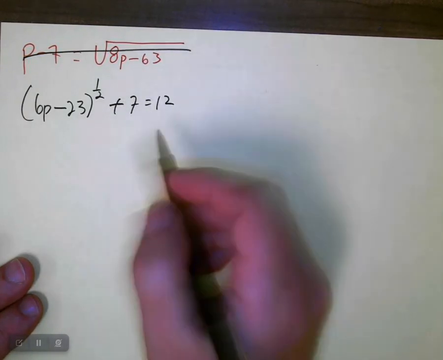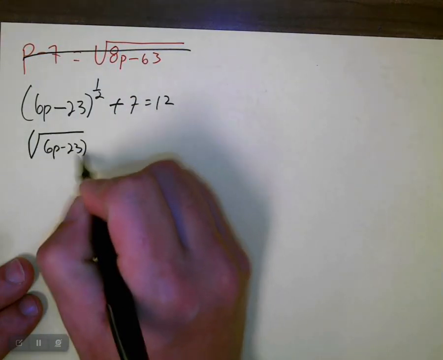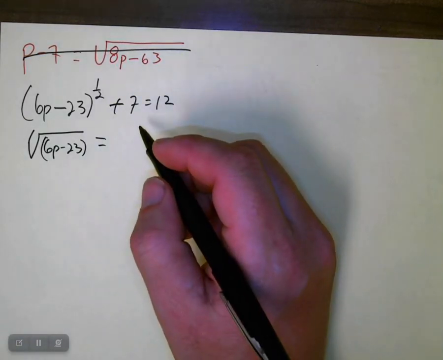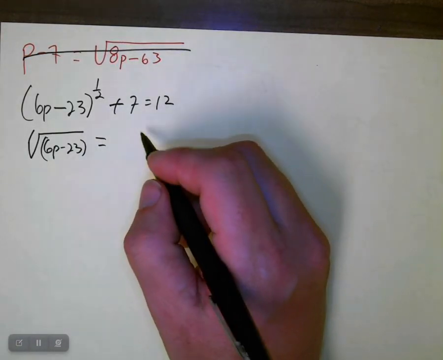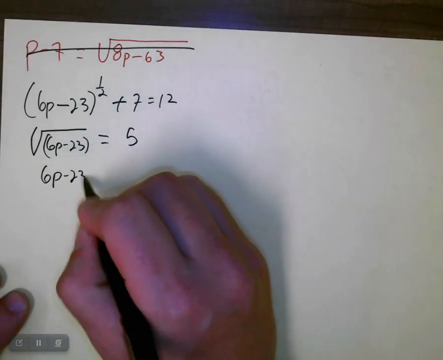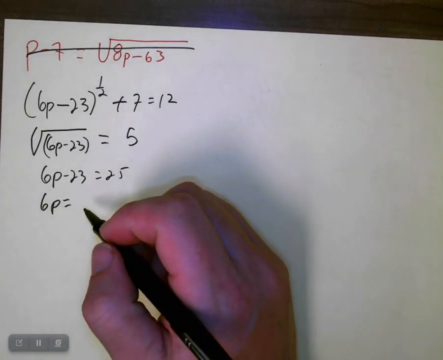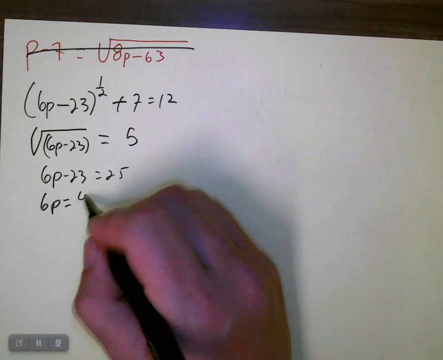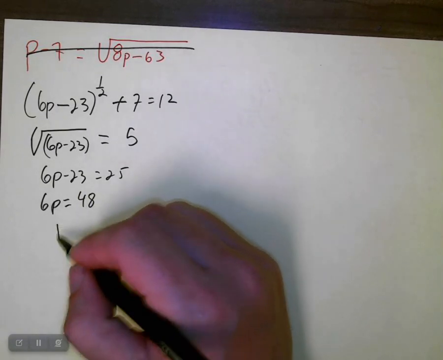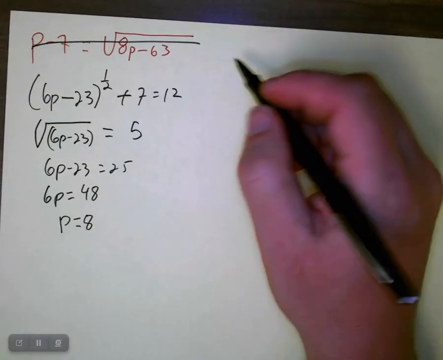All right, so you're going to subtract 7. But then I'm going to do this. Look what I did here. This is the way you should do it. Put it in like that, and then 12 minus 7 is 5. And then you square both sides, and you get 6p minus 23 equals 25. Then you add 23 to both sides, you get 6p equals 48, and you divide by 6, and so you get p equals 8. And then you test it.